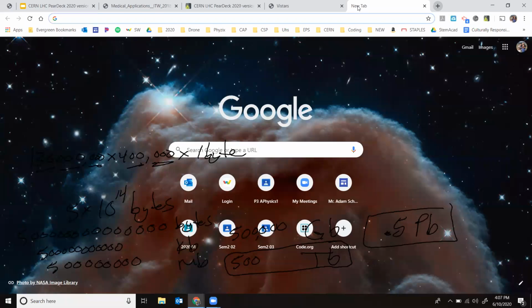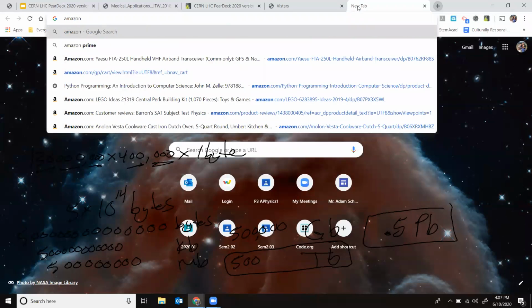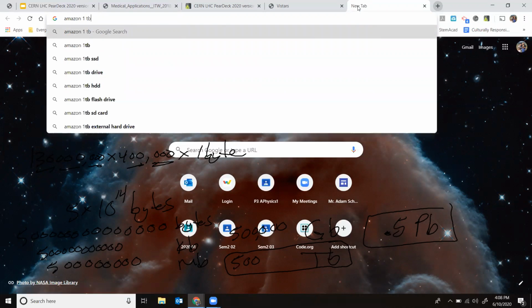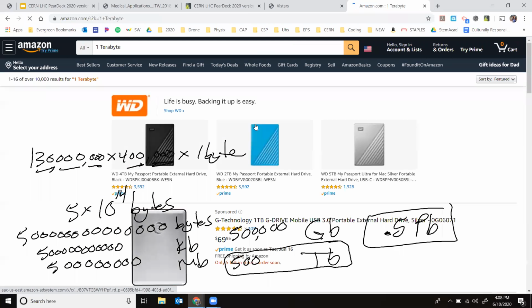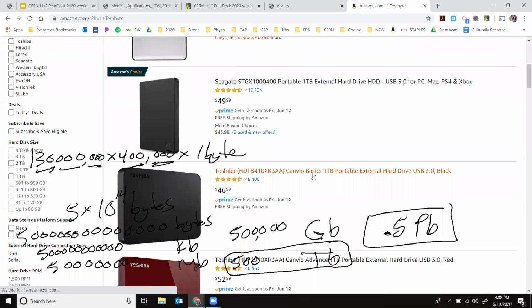Let's go to my personal Amazon 1 terabyte drive. Let's buy a terabyte. You guys ready? That's going to cost you $50. Okay. That's pretty slow though, right?